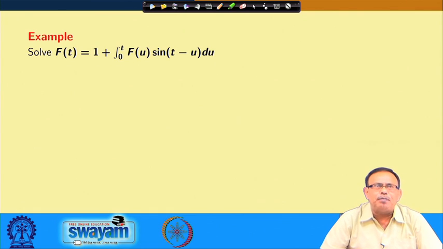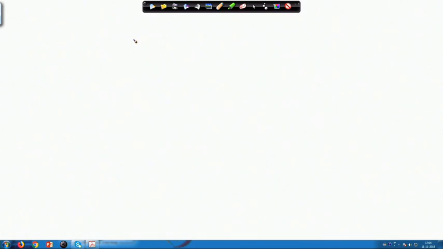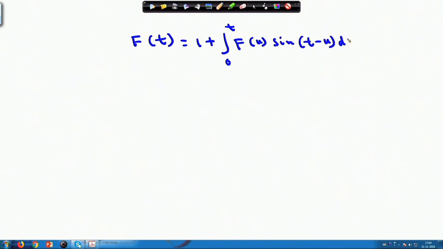Now, let us take some other type. We want to solve the equation f(t) equals 1 plus the integral from 0 to t of f(u) into sin(t − u) du. Let us see the solution process. f(t) is given as 1 plus the integral from 0 to t of f(u) into sin(t − u) du, and this integral is nothing but the convolution of two functions. One is f(t), another one is sin t. This is your f(u), this is sin(t − u). So, from the property of the integral, we can write it as f(t) convolution sin t.